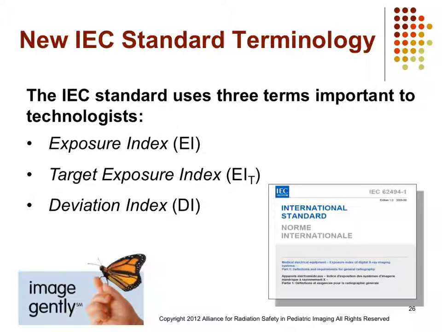But the standard utilizes three terms. The three terms that I want you to know: exposure index, EI, target exposure index, which is EI sub T, and then deviation index, which is DI. Of these values, the deviation index, or DI, will serve as that immediate feedback to you, the technologist, regarding proper exposure. It will tell you if you're right on. It'll tell you how much if you're off, and then go from there. So we'll break down these terms in the coming slides.